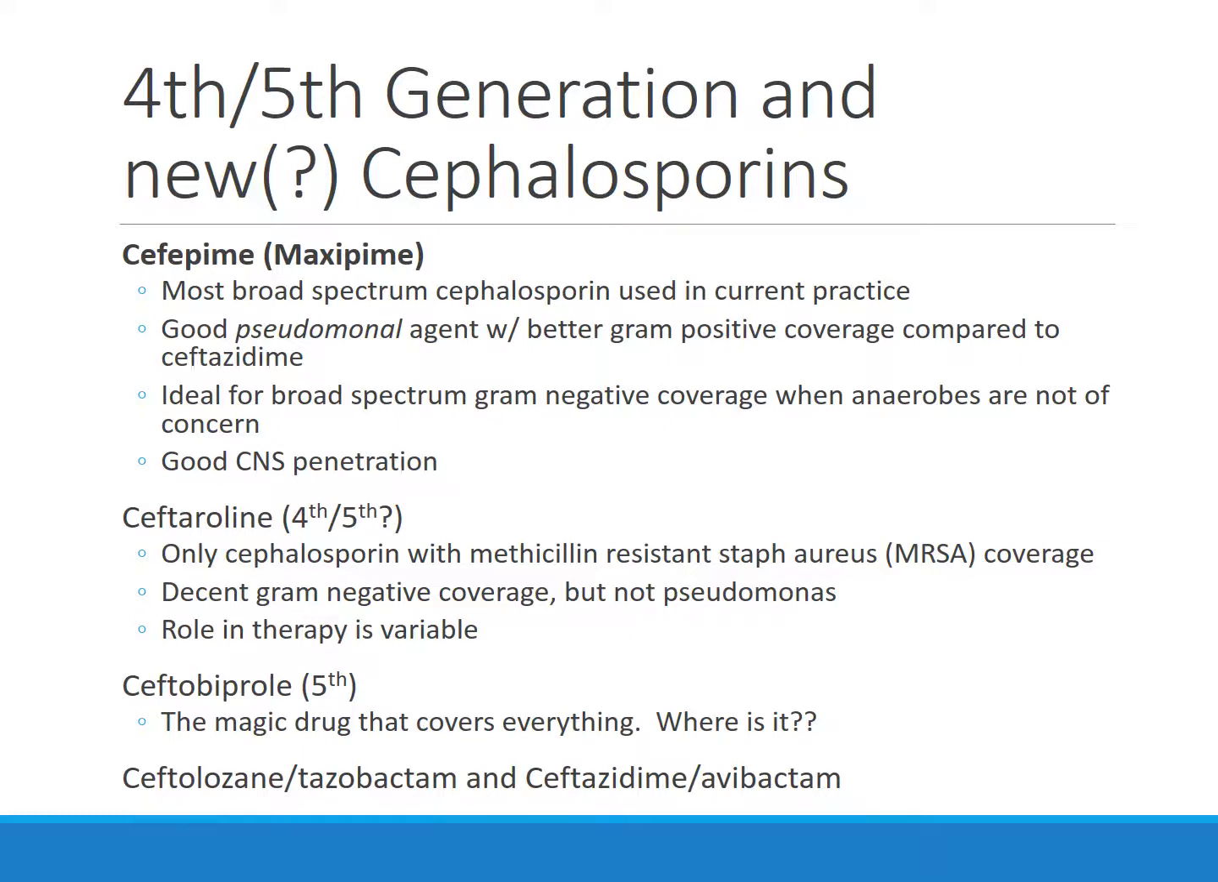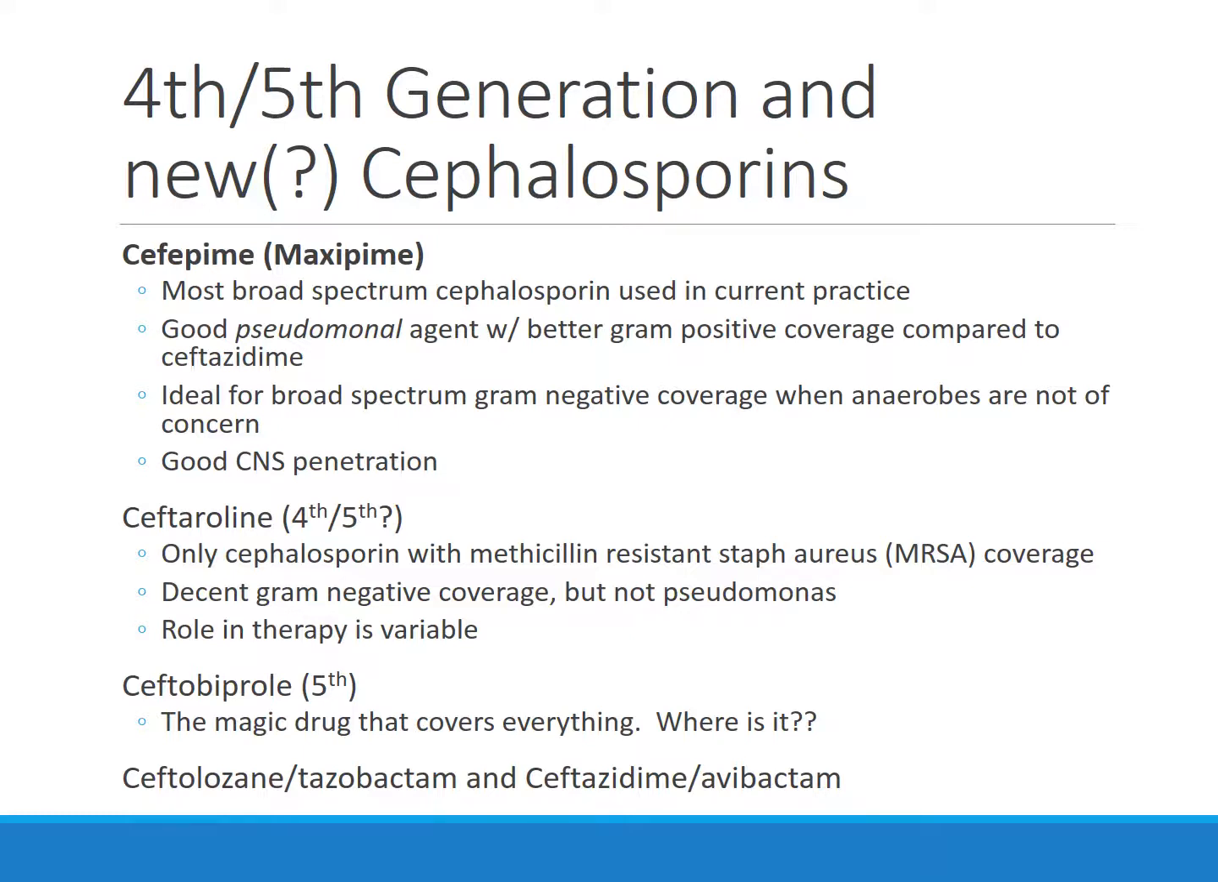It's a great broad-spectrum gram-negative coverage when anaerobes are not of concern. So Cefepime really doesn't cover Bacteroides or other potentially pathogenic anaerobes like a drug like Zosyn would cover. However, it pretty much is the same coverage as Zosyn otherwise. So you can keep this in the back of your mind as a good broad-spectrum agent if an intra-abdominal source isn't necessary or you don't need any additional anaerobic coverage.